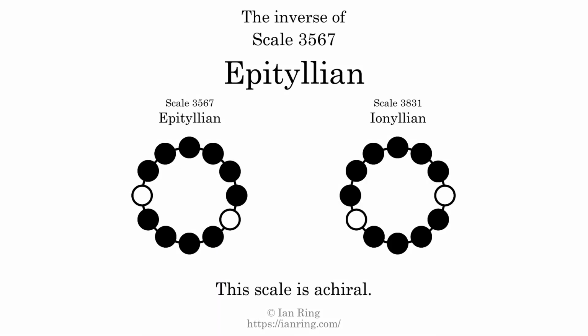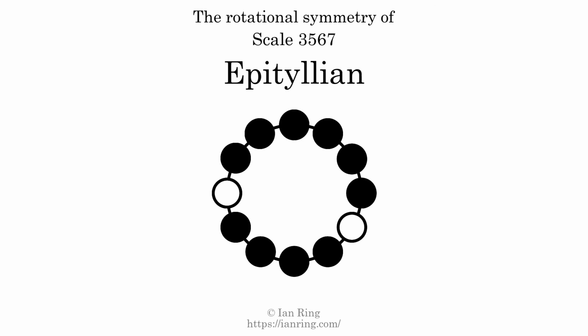The inverse of a scale is a mirror image. It is what you get when the sequence of intervals is reversed. The inverse of this scale is scale 3831, also known as Epityllian. This scale is achiral, since it can transform into its own reflection by a rotational transformation. This scale has no rotational symmetry.